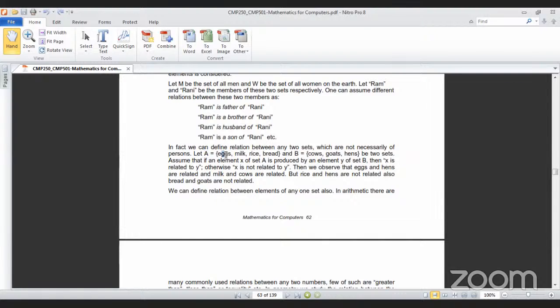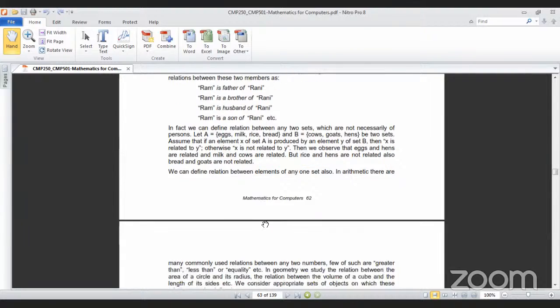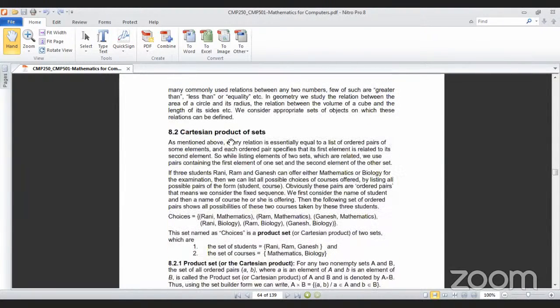Now let's take eggs. Eggs are a product of hen, so X is related to Y. Let's see milk. Milk goes to cow and goat, but it is not related to hen. There are some conditions over here. So for relation, the first thing we need is the Cartesian product.